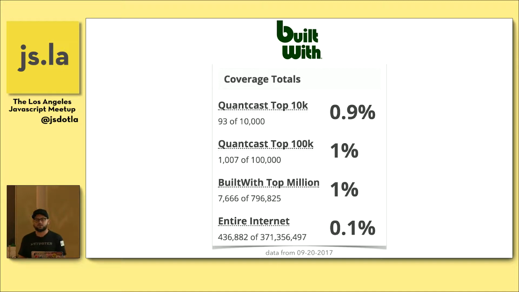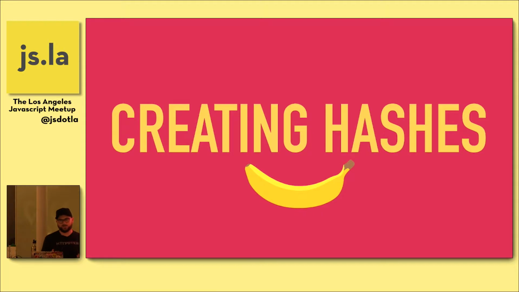So despite all the user agent support, adoption is pretty pitiful. 93 out of the top 10,000 sites, or in other words, less than 1%, are using the standard. But that's why we're here today. We're going to learn how to create hashes.